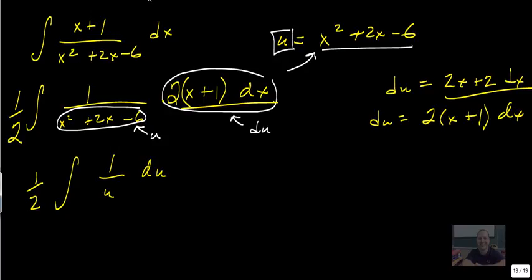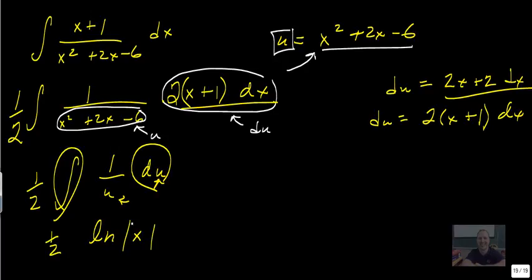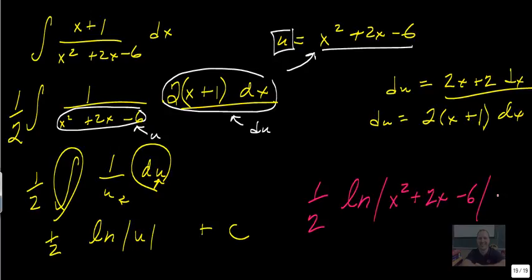Okay? So if we just continue this then, 1 over u, remember this and this can go away because this is u, just like this is. And so we have 1/2 the natural logarithm of the absolute value of u. Okay, that is the antiderivative of 1 over u, right? And then we substitute back in, and so our answer over here in pink is 1/2 the natural logarithm of the absolute value of x squared plus 2x minus 6 plus c.